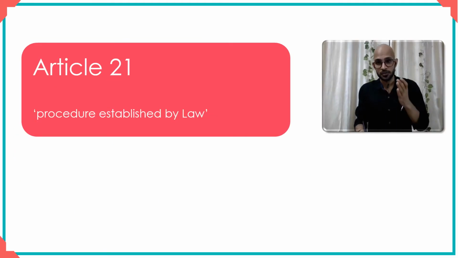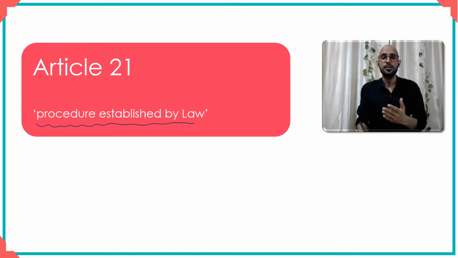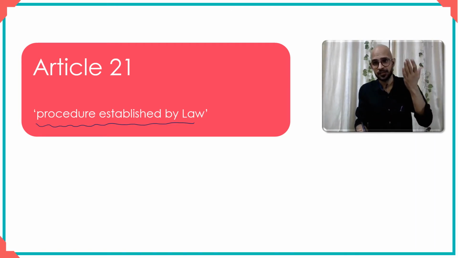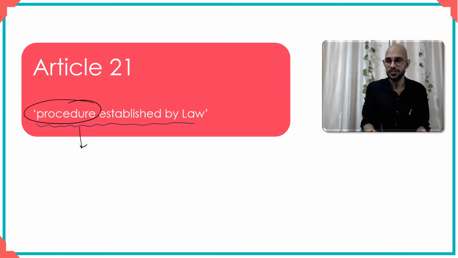Article 21 of the Constitution is perhaps the most widely interpreted provision in all of Indian law. It makes a mention of this little phrase, procedure established by law. Article 21 reads as, no person shall be deprived of his right to life or personal liberty except by the procedure established by law. So is this referring to procedural law or substantive law? Because you see the word procedure here.